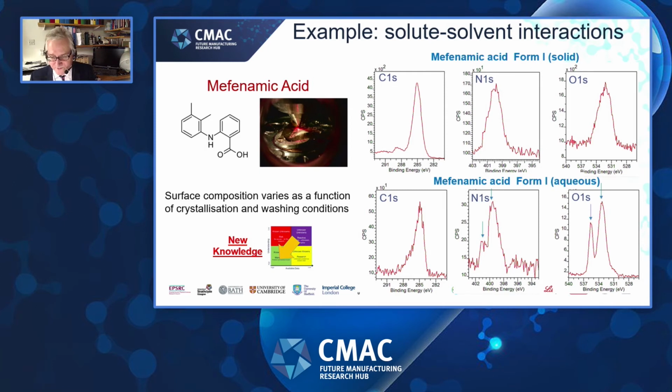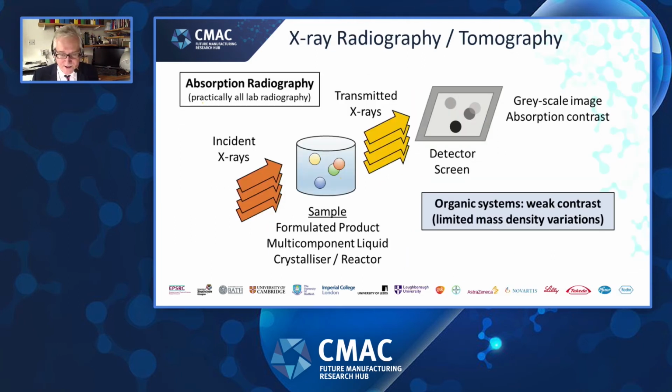These are spectra of material obtained from aqueous solution, and you can see that the surface composition and surface properties are quite significantly different. The third technique is X-ray radiography and tomography, where we're going beyond what's traditionally called absorption radiography, where you get contrast just due to the mass density variation and the absorption variation of the materials that you're looking at.